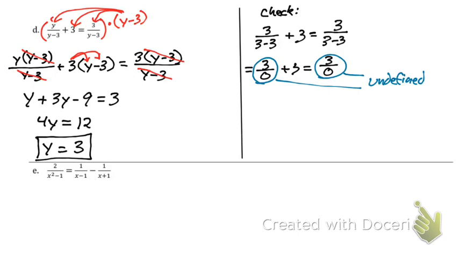Which means 3 is an extraneous solution. It's extraneous because it's basically a trick. It's false gold. It doesn't work. It looks like it will, but it won't work. So 3 is an extraneous solution.